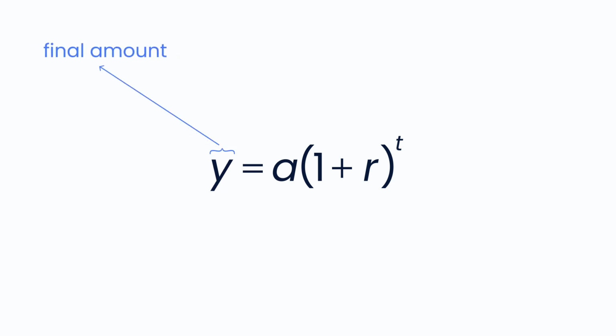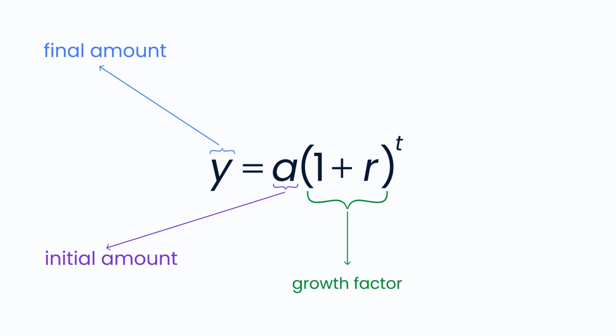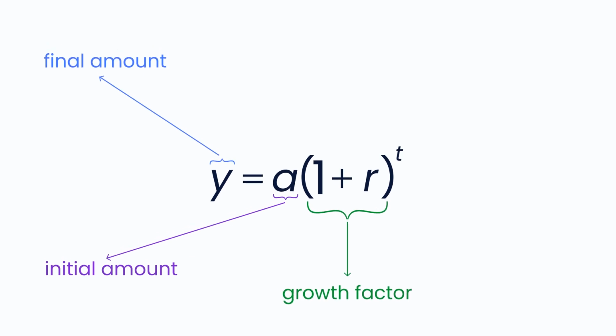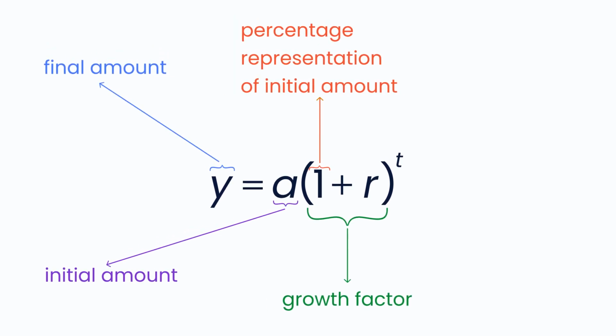So, let's show how these calculations can be done a lot faster by introducing a unit of time into the formula. Here it is. The variable y is the final amount. The variable a is the initial amount. 1 plus r is the growth factor, where 1 is a percentage representation of the initial amount, and the variable r is the rate of growth, which indicates the percentage increase.